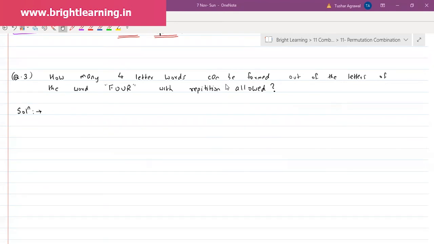This is the suitcase problem. This question is the repetition of the suitcase problem.